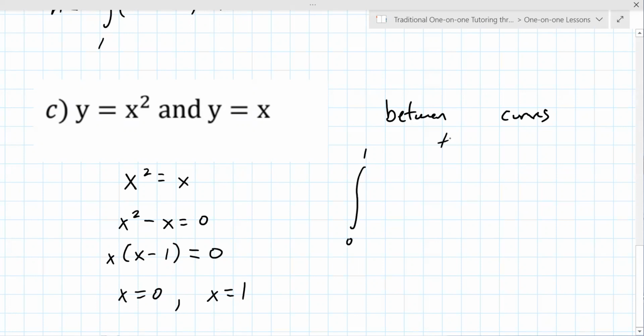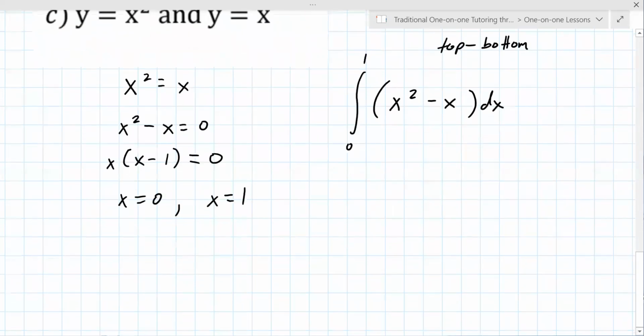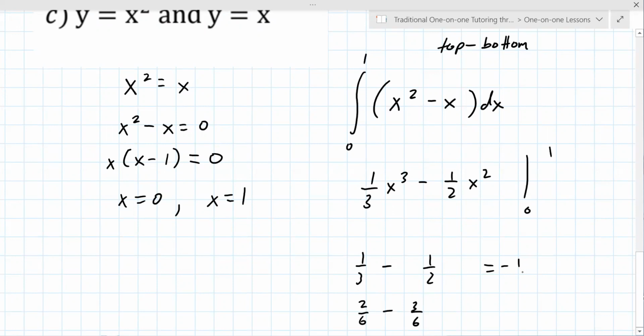So the area between curves is top minus bottom. Sometimes you don't know which is the top and which is the bottom. So let's just say you think, well, it's x squared minus x, and you don't do anything more than that. You get 1/3 x cubed minus 1/2 x squared. Evaluate from 0 to 1, you get 1/3 minus 1/2, and the other endpoints are 0. This ends up being negative 1/6. Okay, and this is wrong. It's not completely wrong, but it is wrong because we had the order incorrect up here.